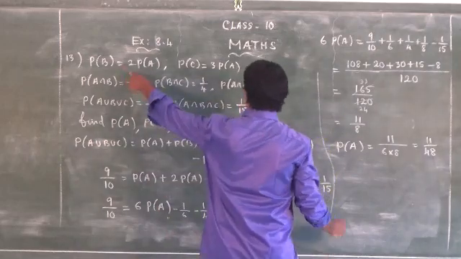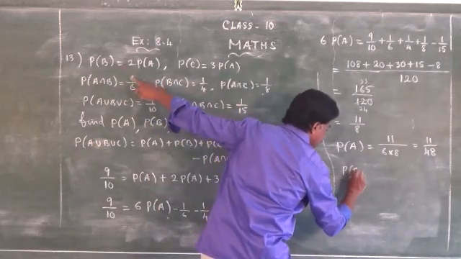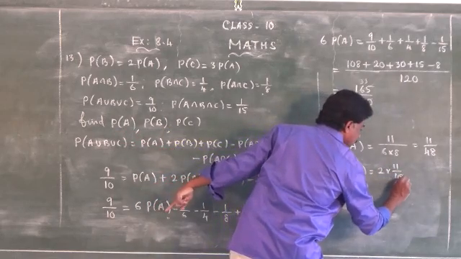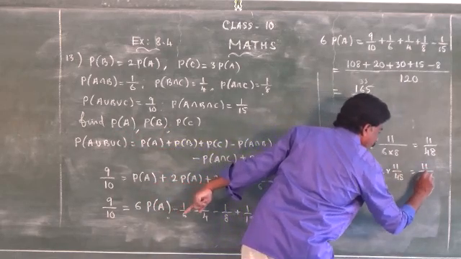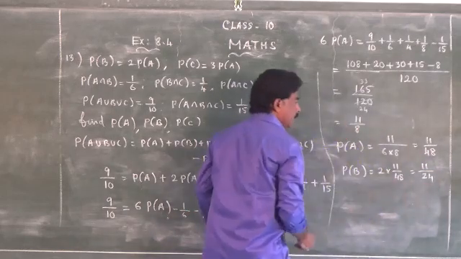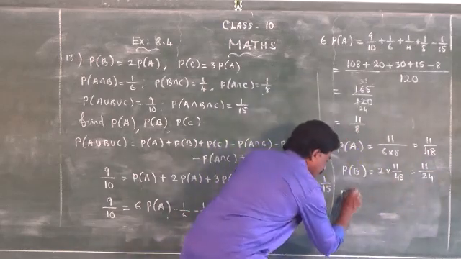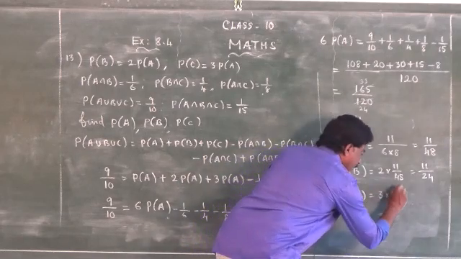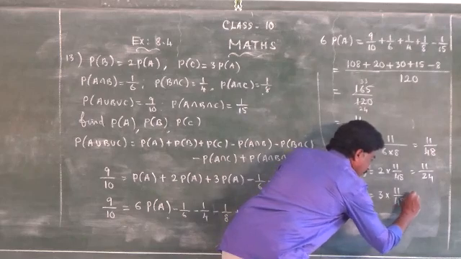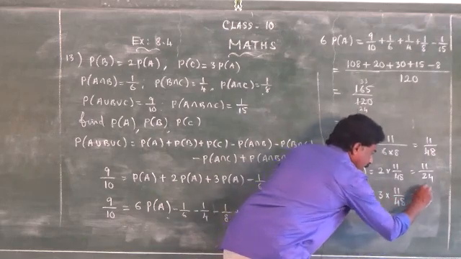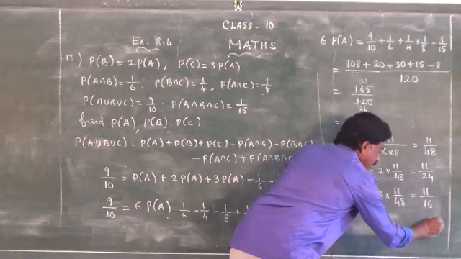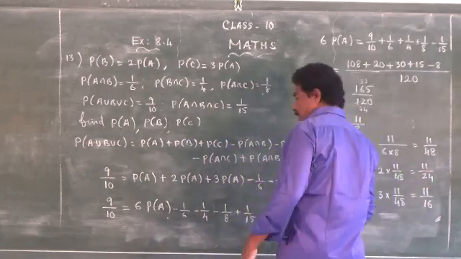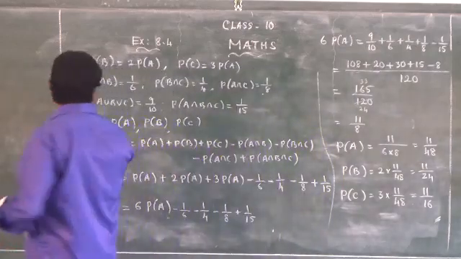What is P of B? P of B is twice P of A, twice 11 by 48. Cancel, you will get 11 by 24. P of C is thrice P of A, 3 times 11 by 48. 3 and 48, 16 times, so 11 by 16. So what is the answer? P of A is 11 by 48, P of B is 11 by 24 and P of C is 11 by 16.